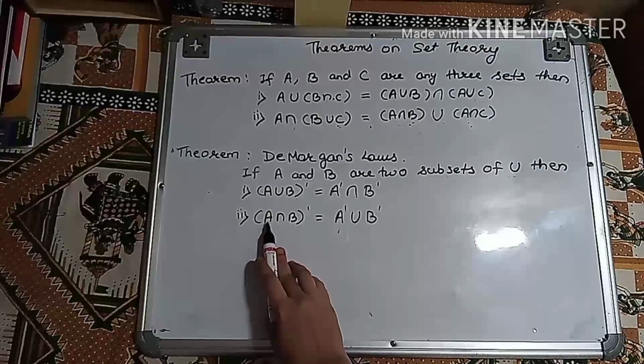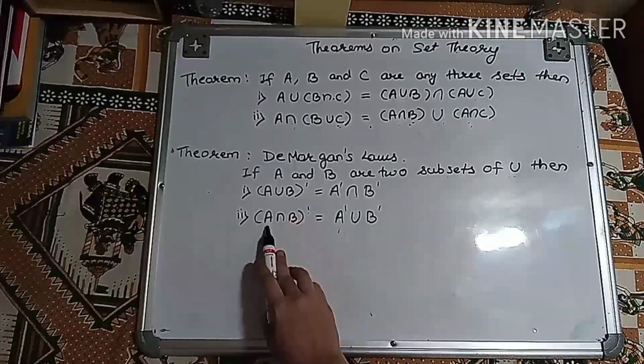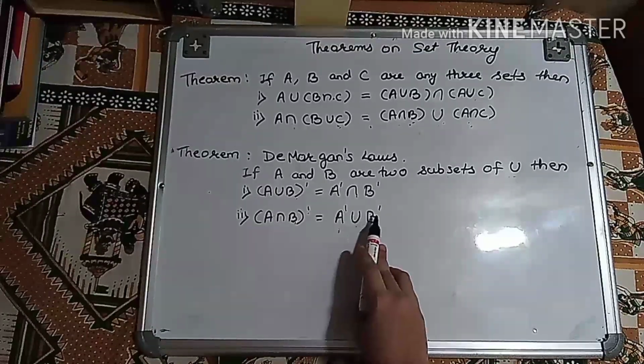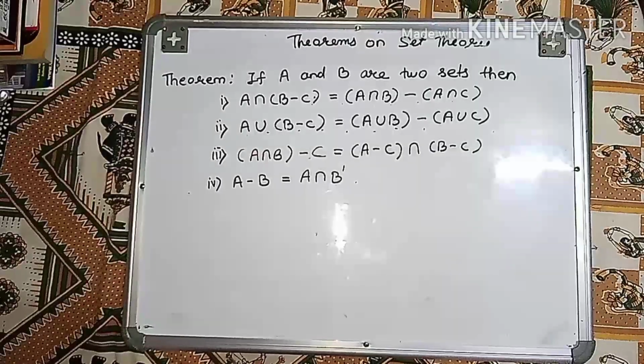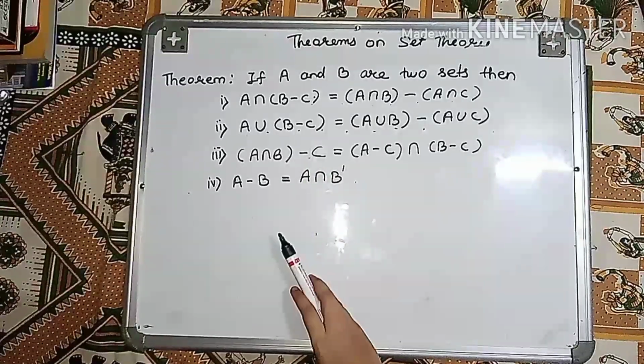Now next, (A intersection B) dash, means complement of A intersection B, will be complement of A union complement of B. The next theorem is the relation between intersection, union, difference and complementation.